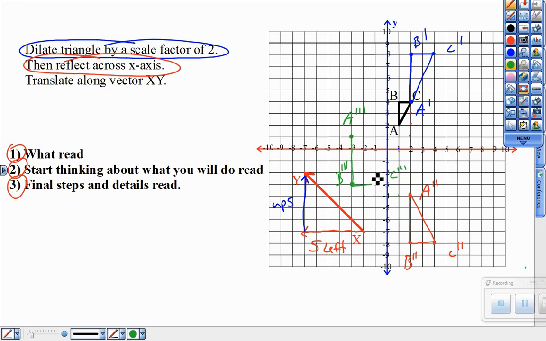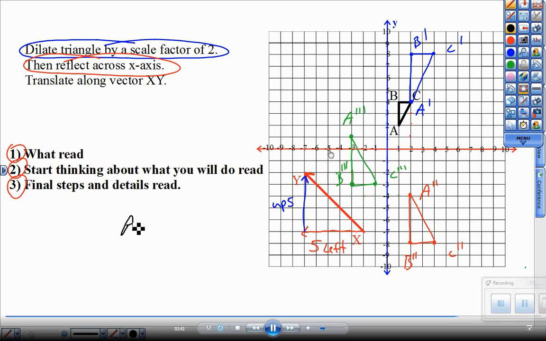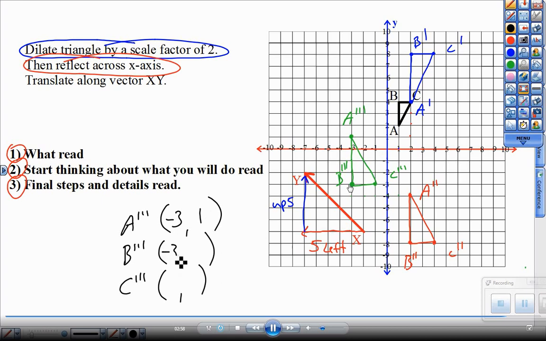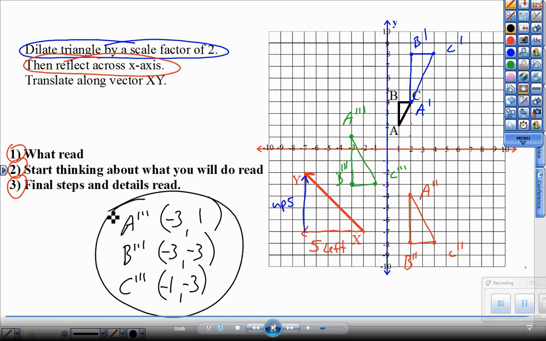Not. Alright, and then the final piece, giving the coordinates of A triple prime, B triple prime, C triple prime. The majority of your answers will be in this form on Friday. A triple prime is -3, 1. B triple prime, -3, -3. And then C triple prime, -1, -3. The fourth word is define.